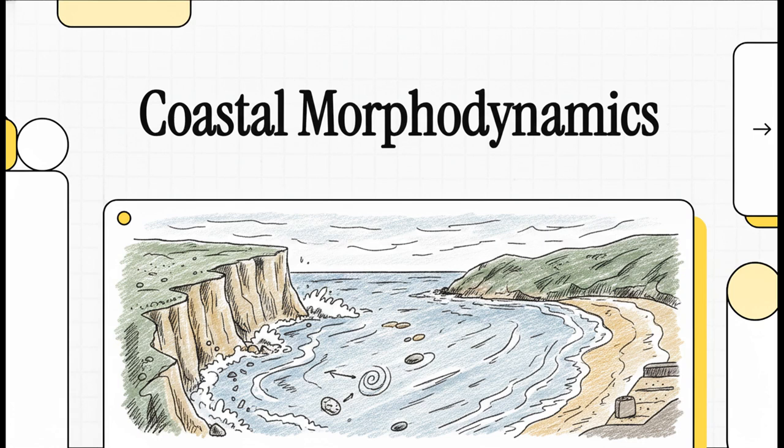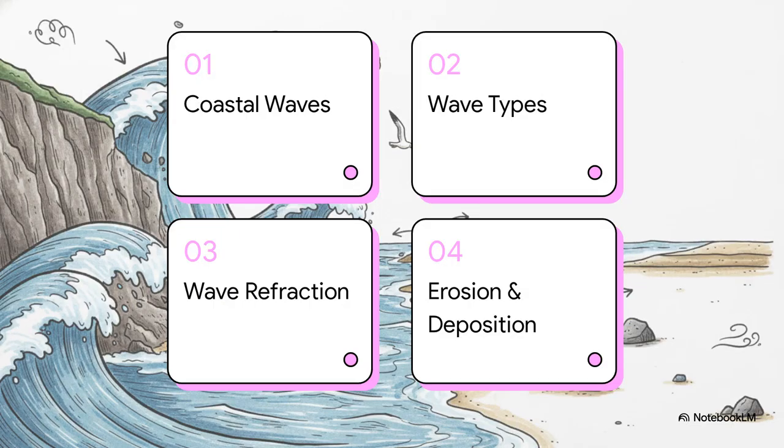Today's explainer is your ultimate high-yield final exam review session for coastal morphodynamics. If you want to guarantee that you ace this section of your geography exam, you are exactly where you need to be. We're going to lock down the mechanics of how our coastlines are constantly being shaped, torn apart, and rebuilt. Here's the syllabus for today's session.